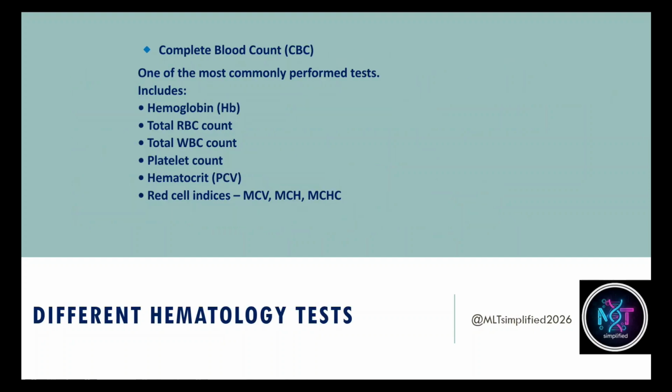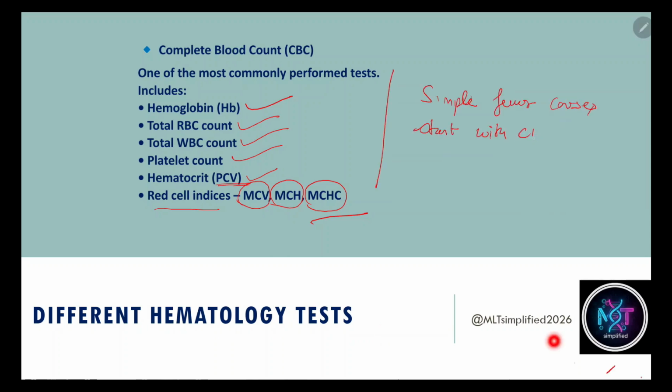CBC is the most frequently ordered blood test worldwide. The most commonly performed tests include hemoglobin, total RBC count, total WBC count, platelets, hematocrit or PCV, which means packed cell volume, and red cell indices: MCV, MCH, MCHC. It is very important for examination. Even a simple fever case starts with CBC. Red cell indices help us differentiate iron deficiency anemia from B12 deficiency.